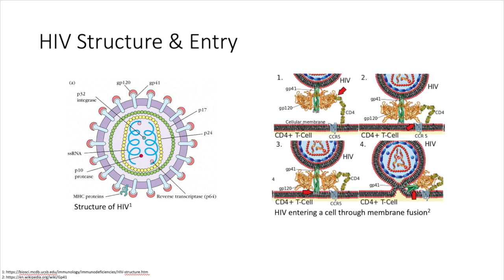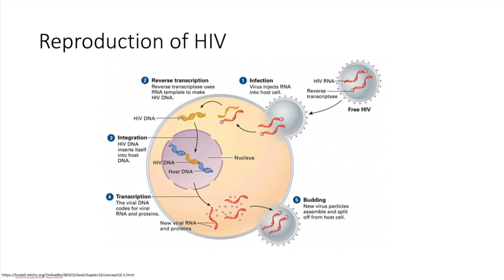HIV enters a host cell through membrane fusion. The membrane of HIV acts like a vesicle and fuses with the host membrane so the virus can gain entry inside the cell, and then the protein capsid breaks open, releasing genetic material. When HIV enters the cell, it is viral RNA. An enzyme called reverse transcriptase then converts that viral RNA into viral DNA.